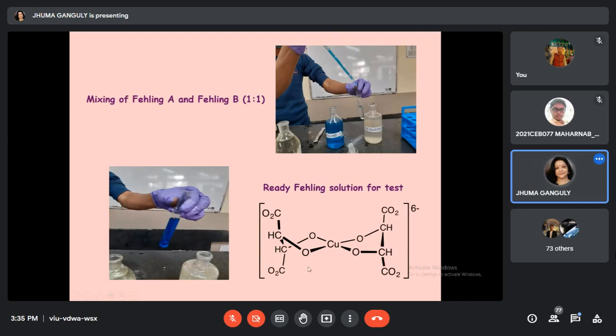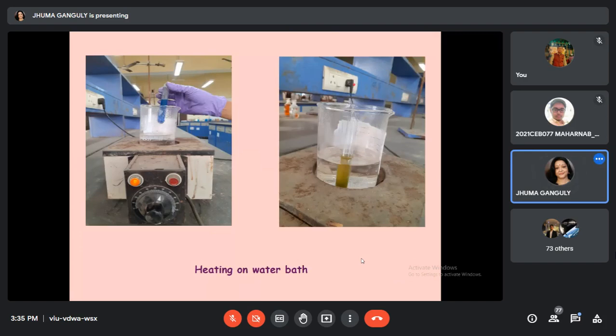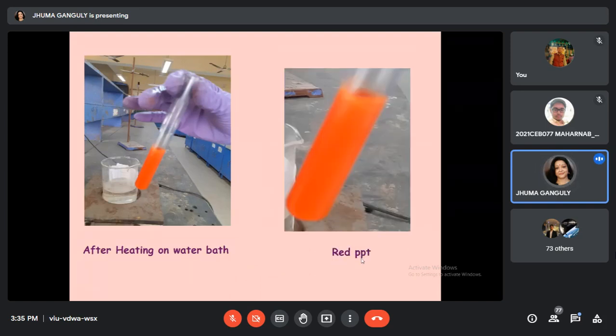What is the composition? The copper and tartrate are in a complex, which is the anion. This is the reagent for the Fehling test. Now you heat strongly. Slowly it changes this way, and sometimes it precipitates slowly. It will take some time.